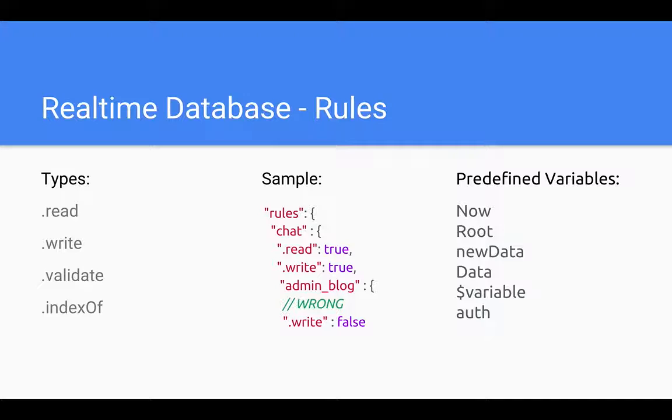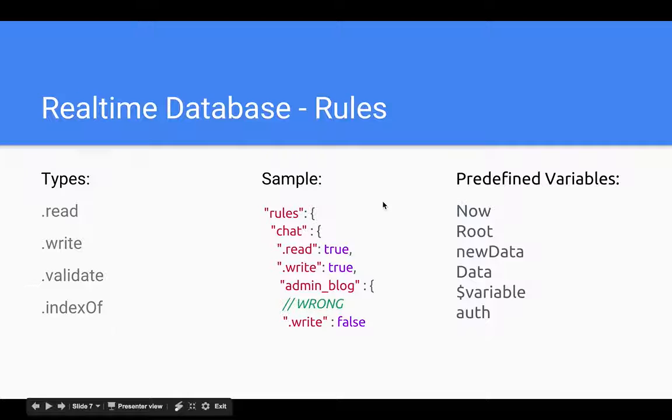The data variable corresponds to the current data in the Firebase real-time database at the location of the currently executing rule. The $ sign variable is a wildcard path used to represent IDs and dynamic child keys. And the auth variable contains the token payload if a user is authenticated, or null if the user isn't authenticated.